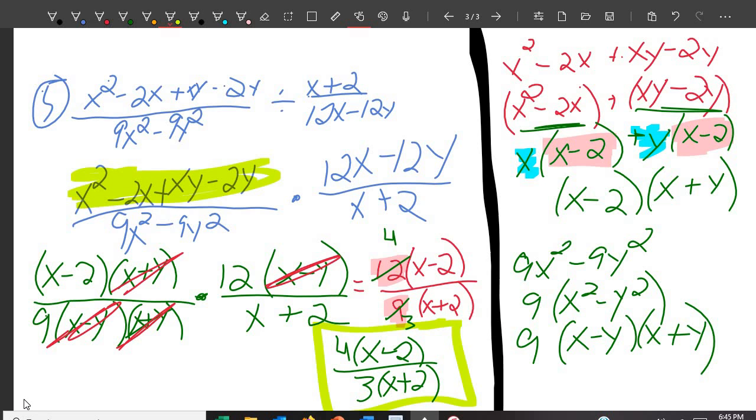So division is just turning it into a multiplication problem. So flip the second fraction, make it a multiplication, and then factor everything you can and cancel what you can.